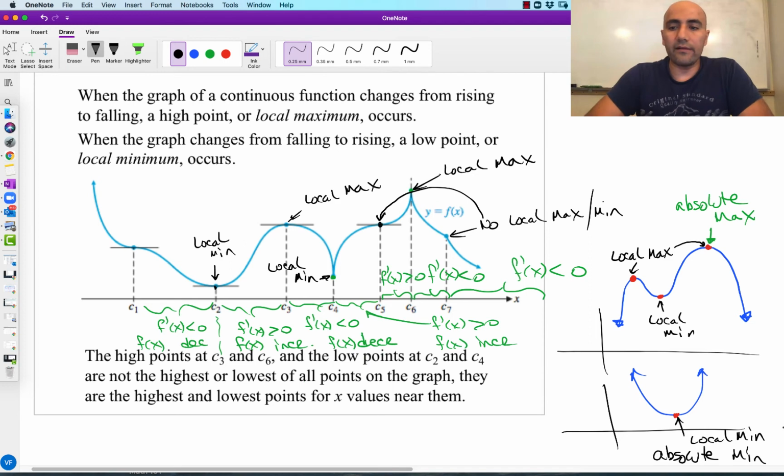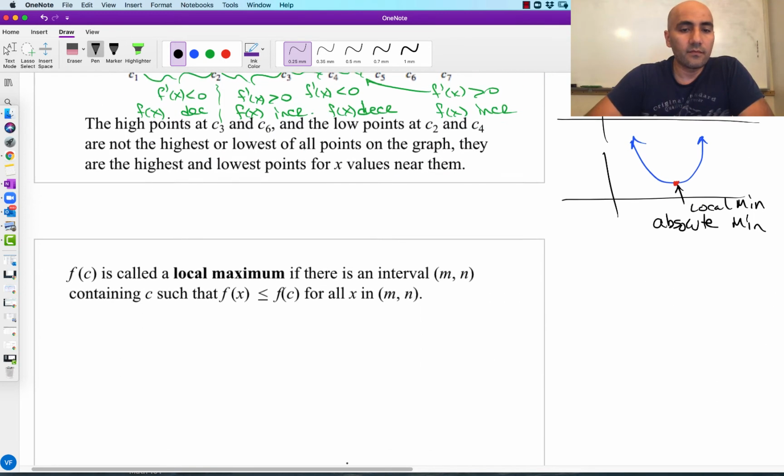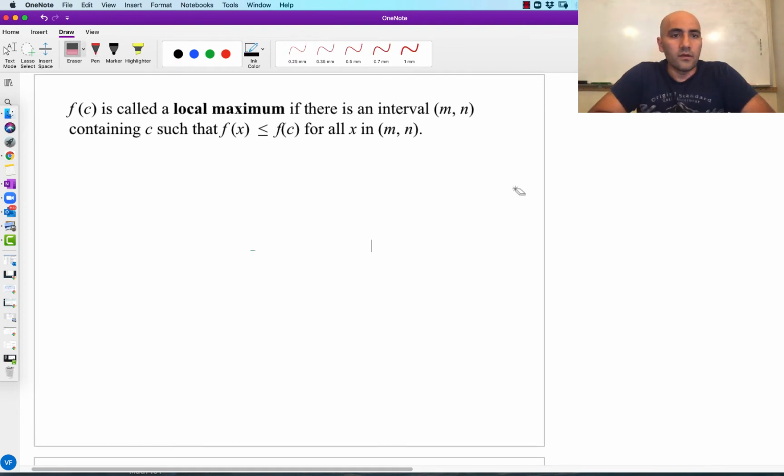Okay, so let's take a look at a more precise definition of local mins and local maxes. So f of c is called a local maximum if there is an interval from m to n containing c such that f of x is less than or equal to f of c for all x in m to n. Okay, so let's draw a little picture to go along with this more formal definition.